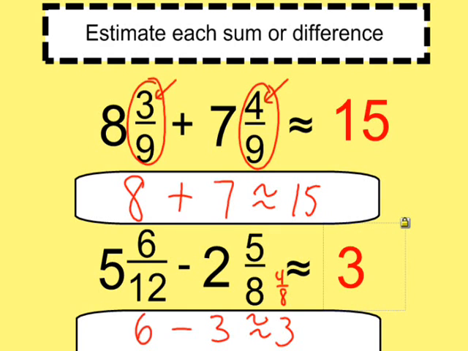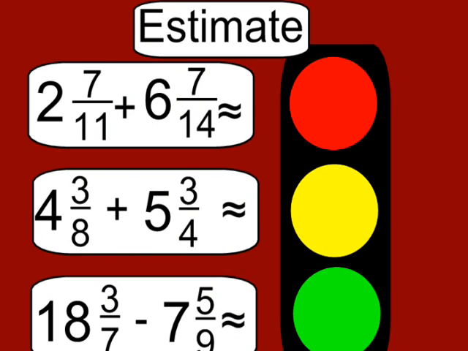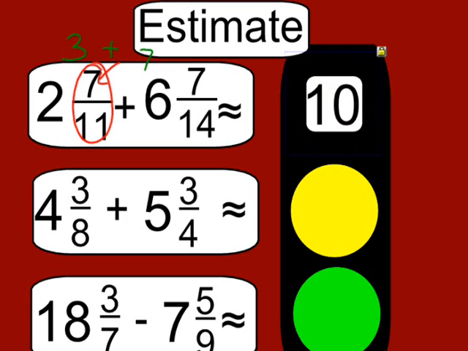Now let's just do a couple more. 2 7/11. Well, 7/11 is greater than 1/2, because if you double 7, that's 14. 14 is greater than 11. This would round to 3, plus 7/14 is exactly 1/2, so this would round up to 7, and 3 plus 7 is 10.